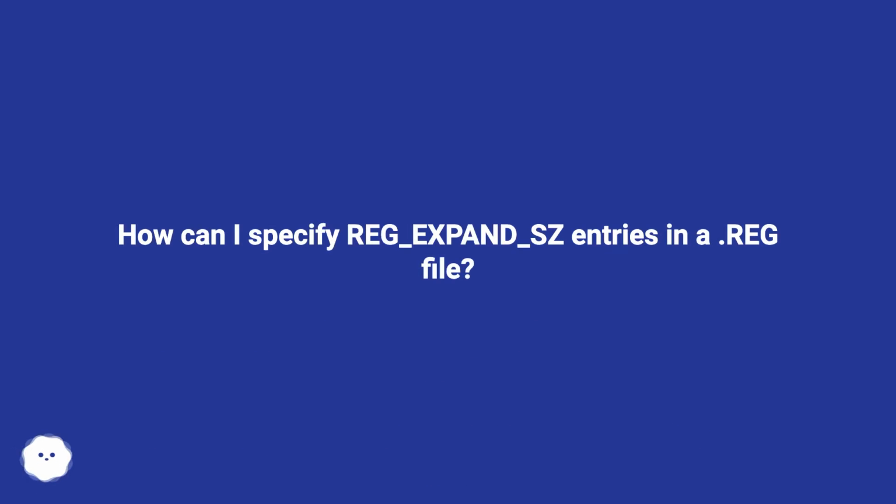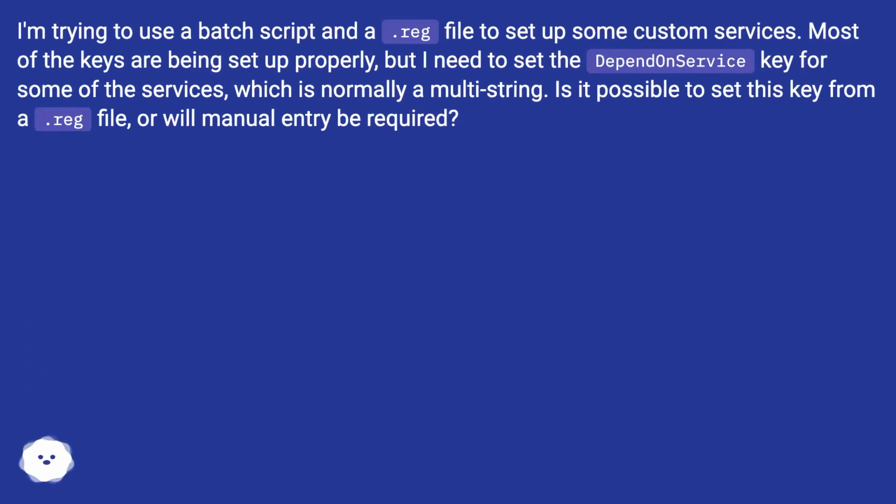How can I specify REG_EXPAND_SZ entries in a .reg file? I'm trying to use a batch script and a .reg file to set up some custom services. Most of the keys are being set up properly, but I need to set the DependOnService key for some of the services, which is normally a multi-string. Is it possible to set this key from a .reg file, or will manual entry be required?